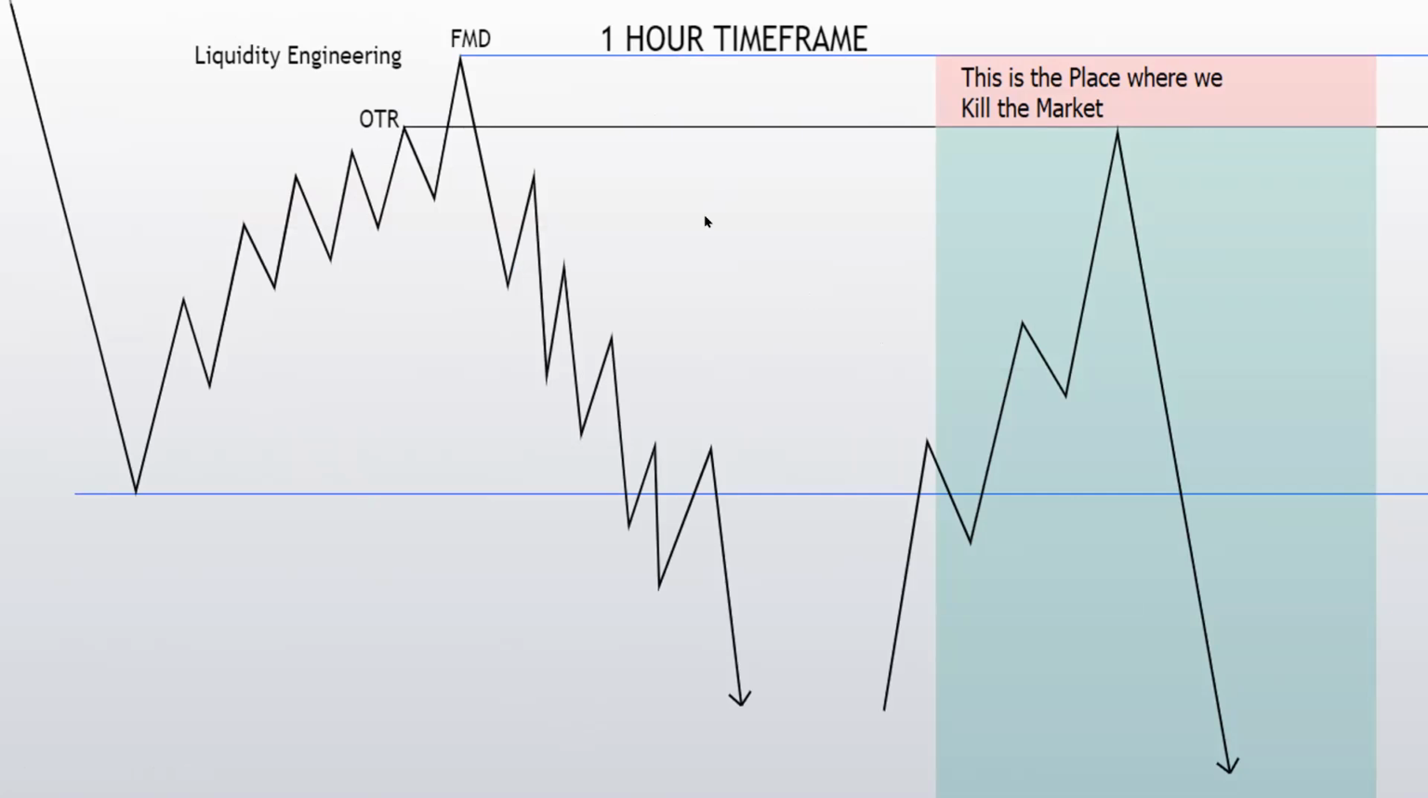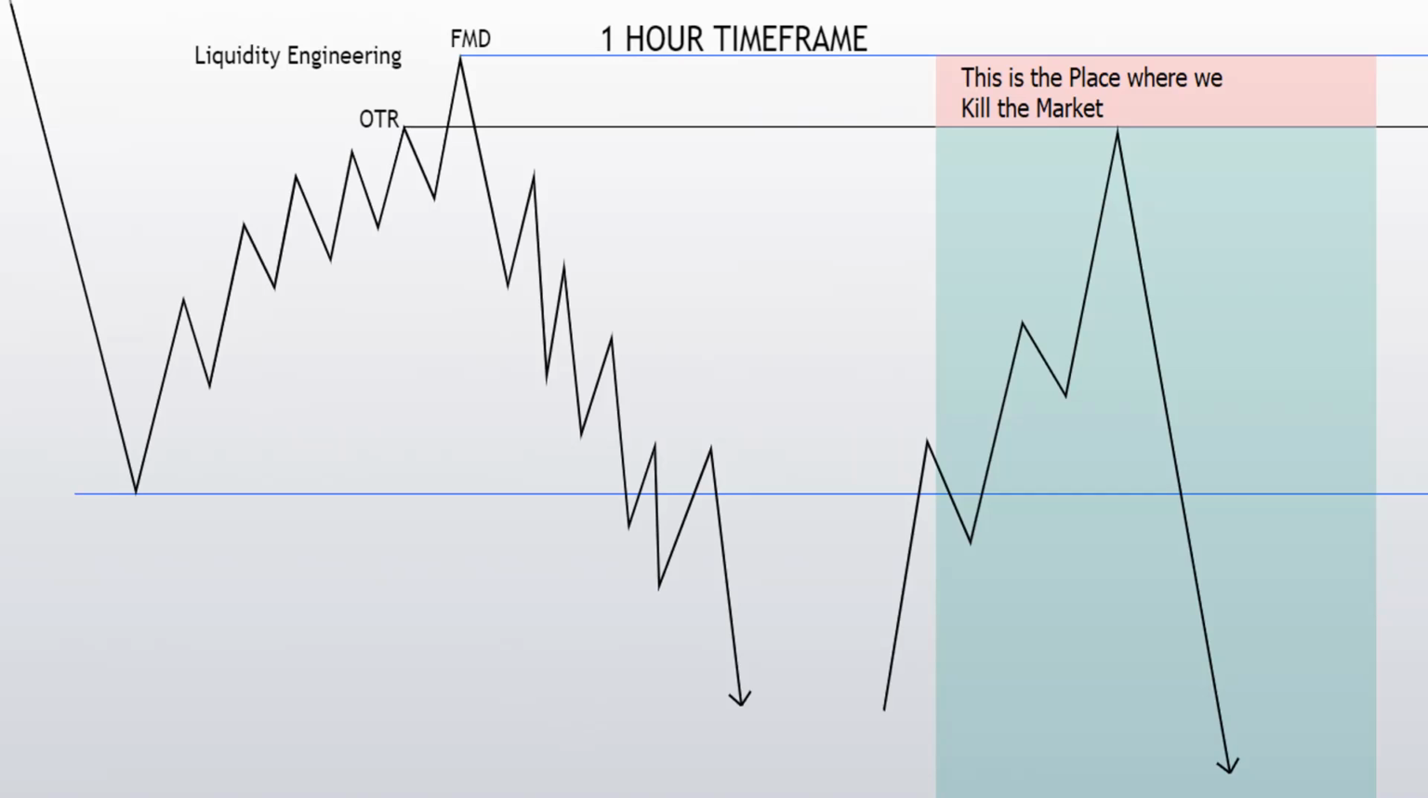Yes, I have a question: what is agglomeration? Actually, agglomeration is just the name for those areas where a lot of liquidity is present at a specific point. Those are what we call agglomerations.